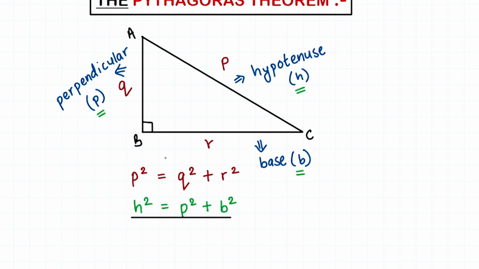We can write it as P square equals Q square plus R square, or maybe A square equals B square plus C square. It's just that the square of this longest side is equal to the sum of the square of the other two sides. Now, regarding the perpendicular and the base, the hypotenuse is always the longest side, or you could say the side which is pointed by our right angle, okay?